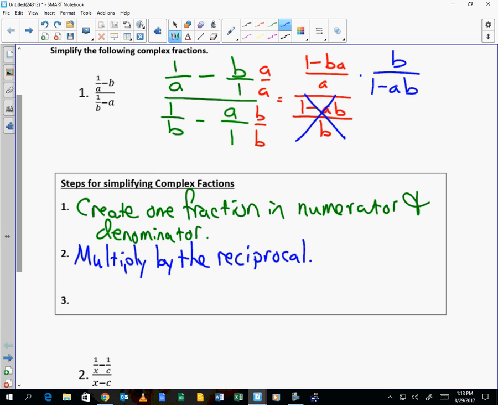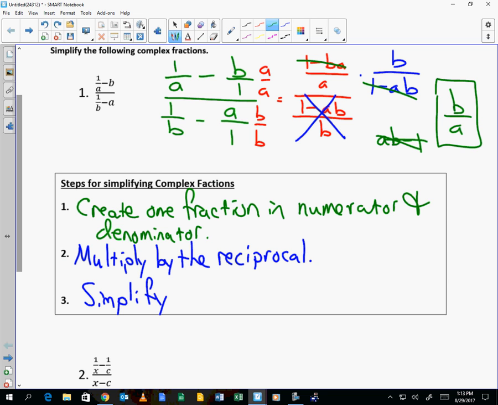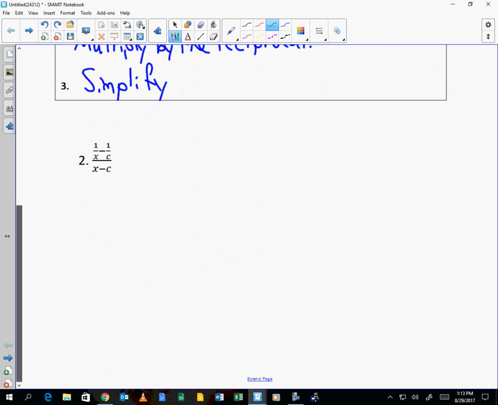And then our last step is to simplify. 1 minus ba and 1 minus ab, are those the same? Why? Multiplication is commutative, so you can rewrite it as the same. But is ab minus 1 the same as that? No, that's definitely not. But these two are the same, so I cross off, I get b divided by a, and that's my answer. Okay. And so those are the steps that you will follow every time for simplifying a complex fraction. Okay. All right. Flip it over, or we go to the bottom one.